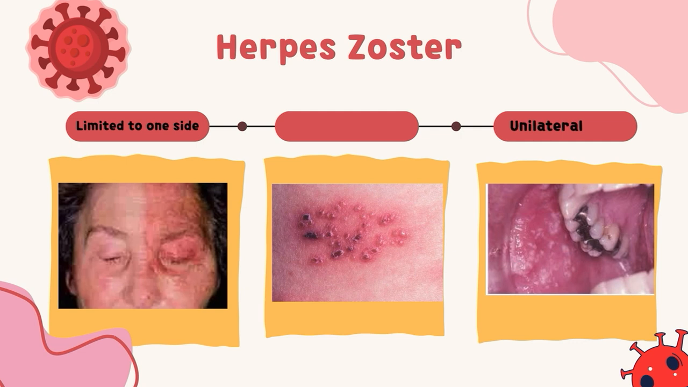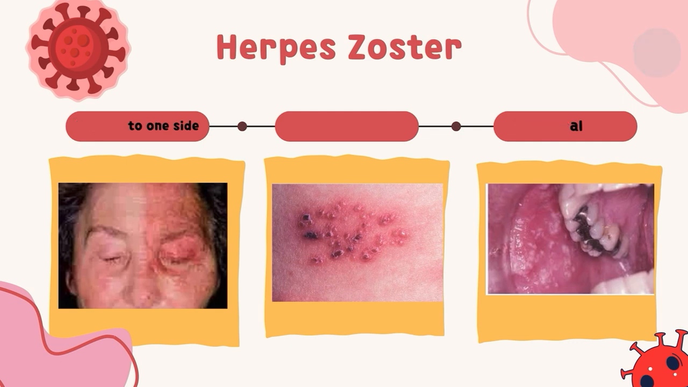Ophthalmic branch is affected more commonly, leading to corneal scarring and blindness. Facial and intraoral lesions are characteristic of herpes zoster involving the second and the third divisions of the trigeminal nerve. Diagnosis is based on history of pain and unilateral nature and segmental distribution of the lesion.